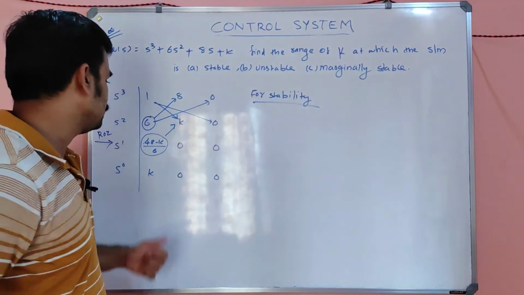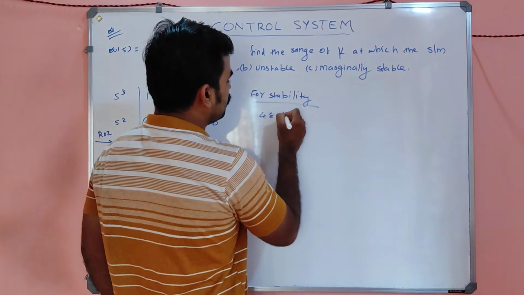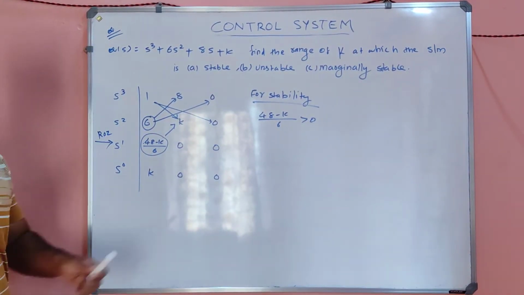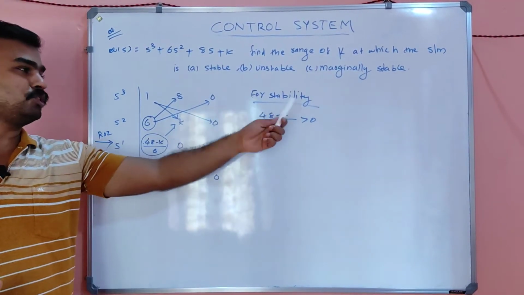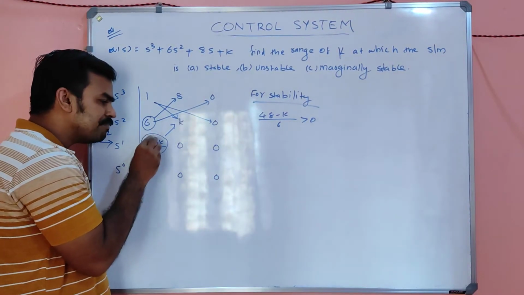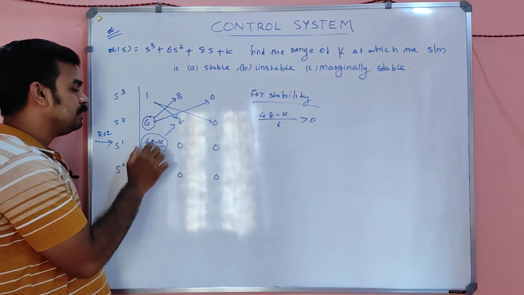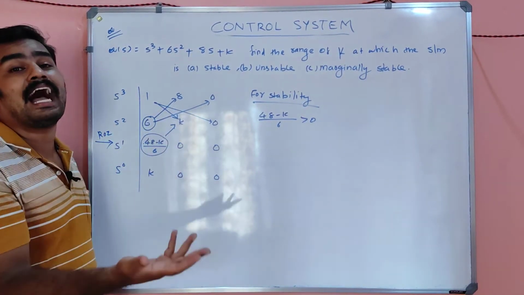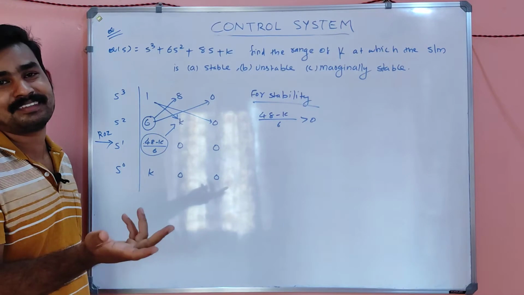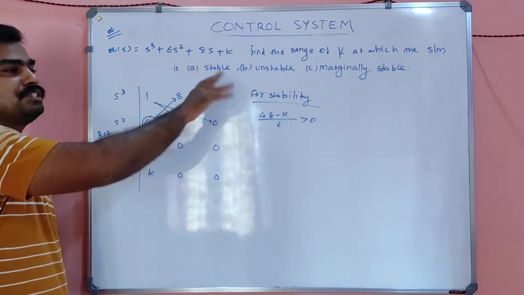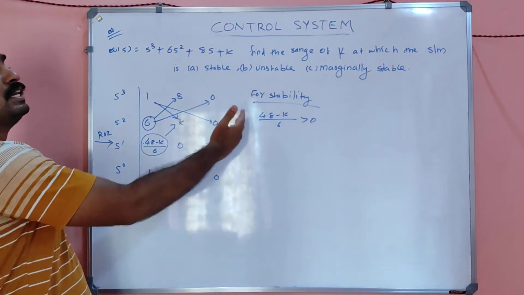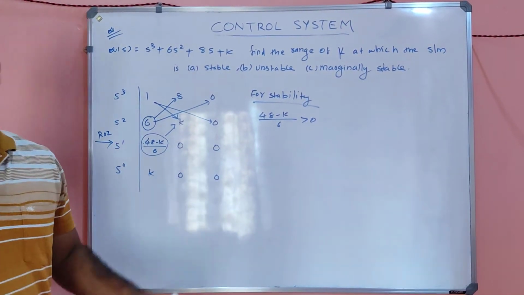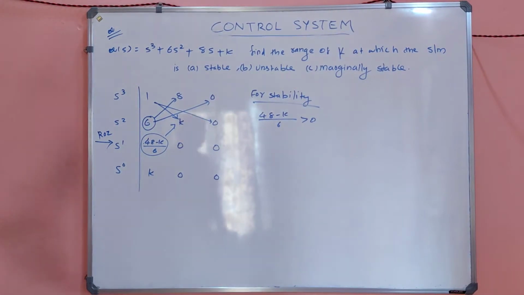So for stability, I can write 48 minus k by 6 should be greater than 0, my dear. Not greater than or equal to 0, but should be greater than 0. Then only this value becomes positive. Then only this row will not be a row of zeros. If it is a row of zeros, we have to check for marginal stability. Now we are checking for stability, which means this 48 minus k by 6 should be a positive quantity.